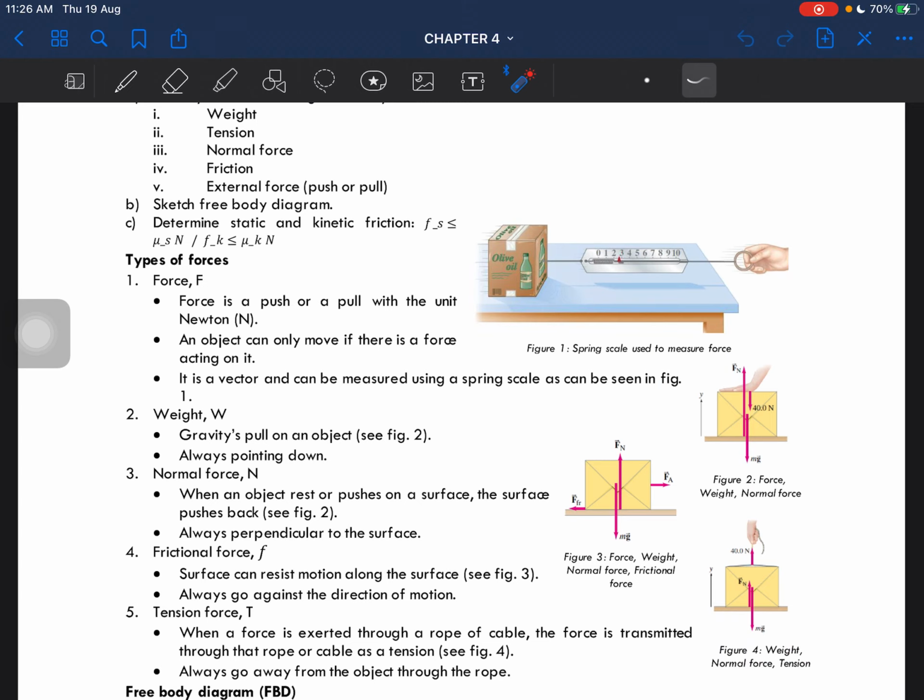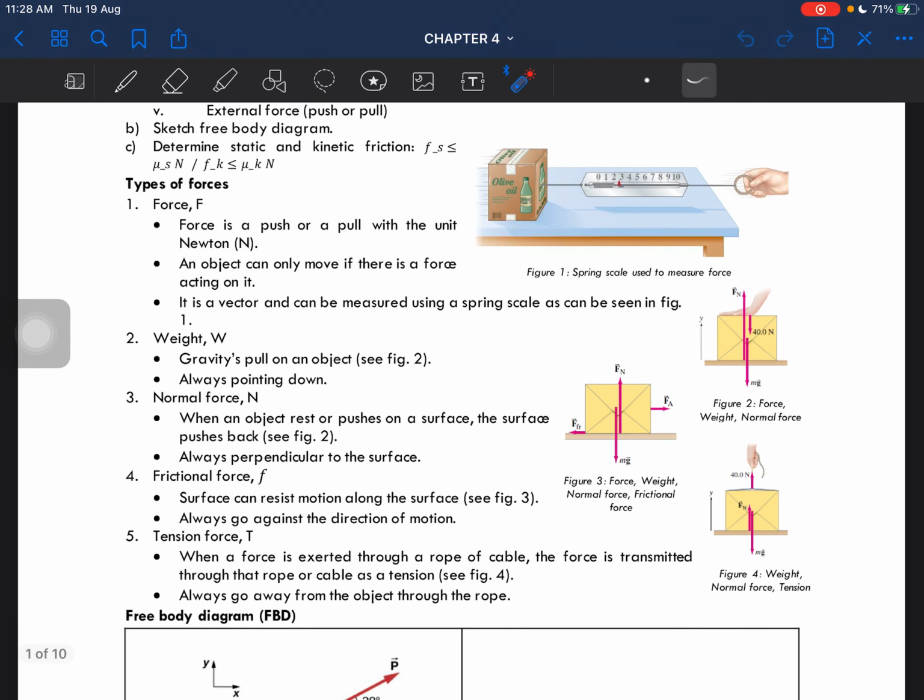Okay, so I've edited the notes that I will be giving to you, which is this one. It shouldn't have the underscore actually. It should be FS. Alright, so now let's look at the types of forces.